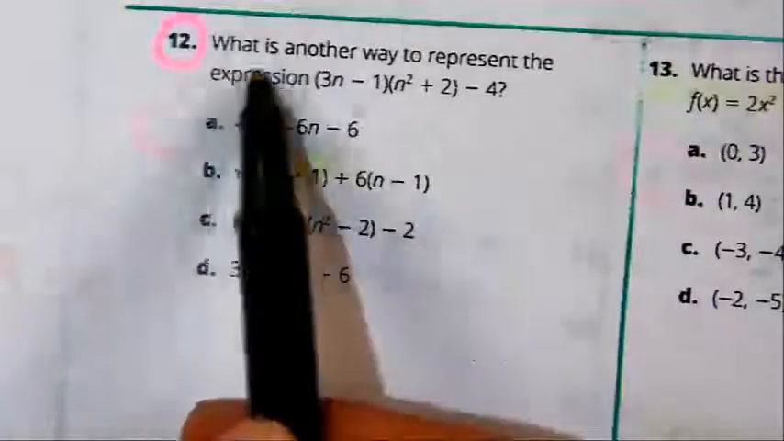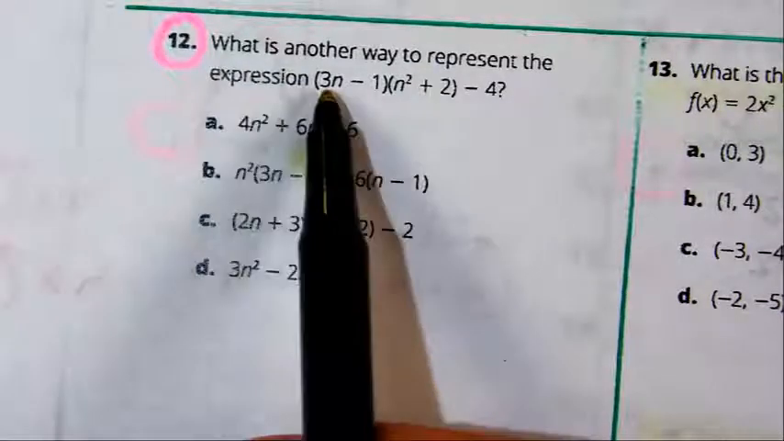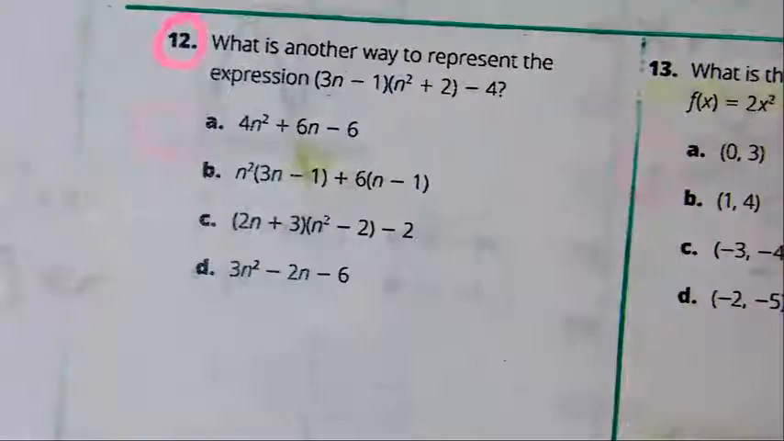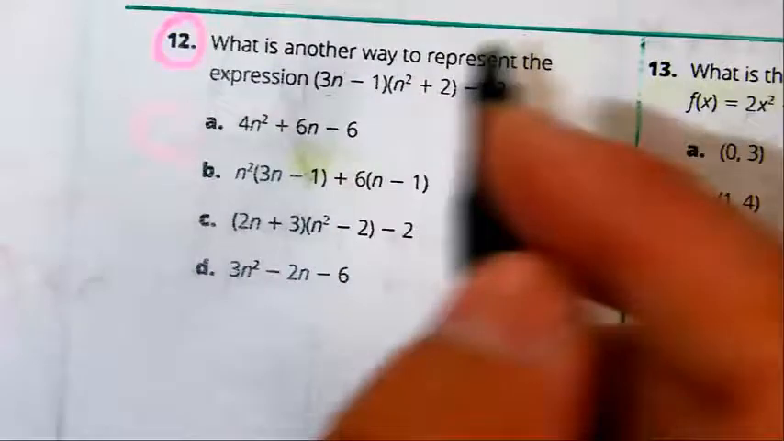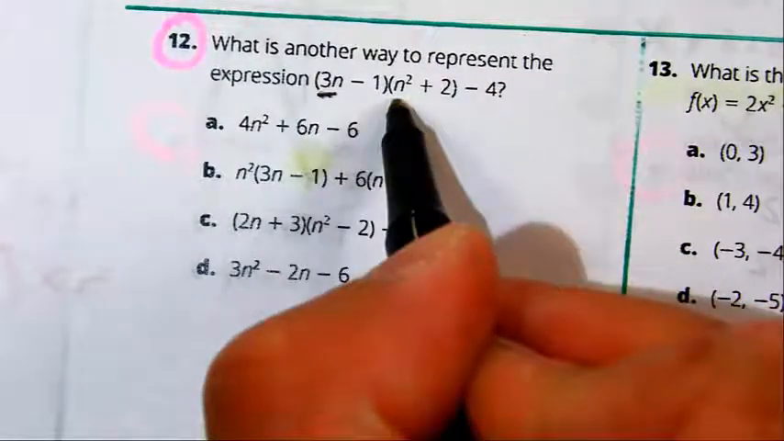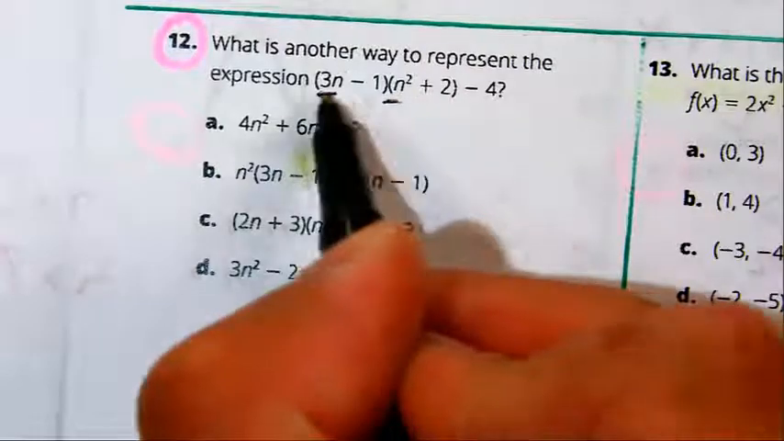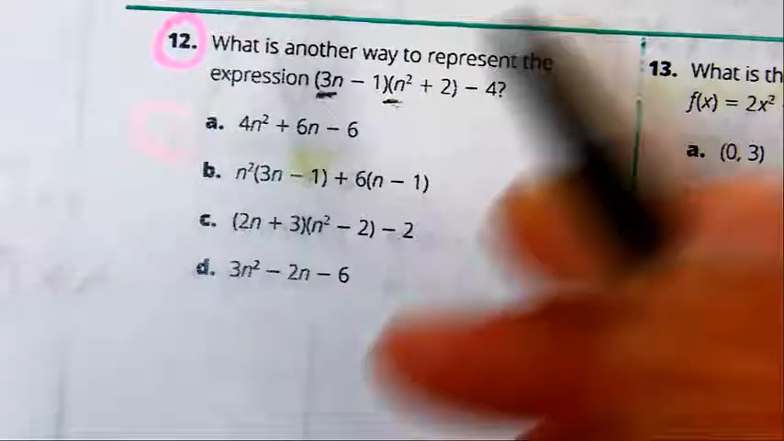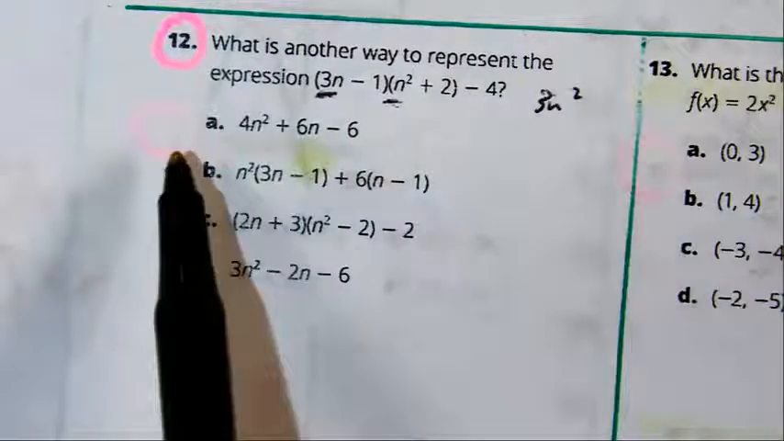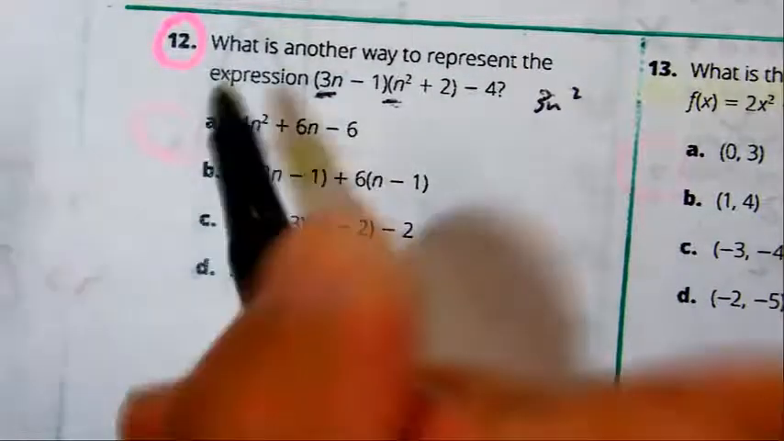What is another way to represent the expression (3n minus 1) times (n squared plus 2) minus 4? I'm going to do the strategy we just did in the previous problem, question number 8, which is I'm just going to multiply the first 2 and see what I get. 3n times n squared is going to give me 3n squared. Class, is that one 3n squared? No.